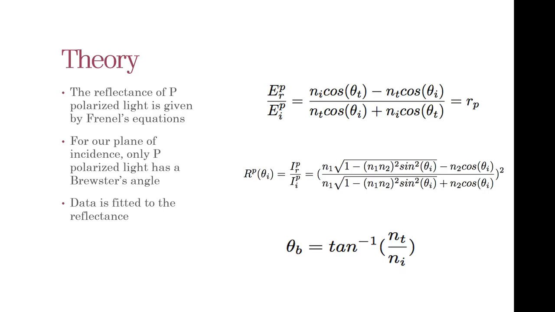When the intensity is 0 for reflected p-polarized light, we can obtain the equation for the Brewster's angle, seen in this slide, as well as the refractive index of the solution. Fresnel's equations guarantee that a Brewster's angle will not be encountered for light that is polarized other than perpendicular to the plane of incidence.